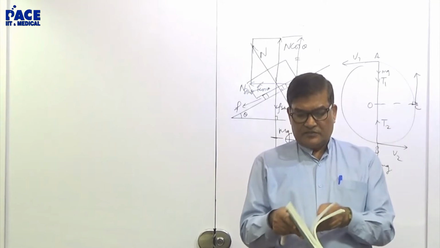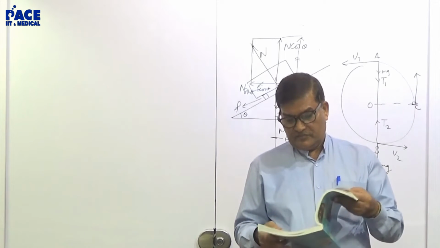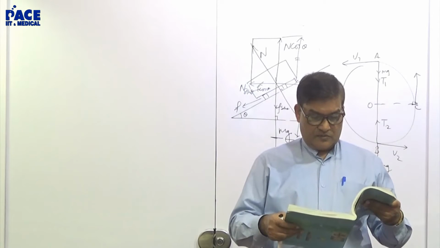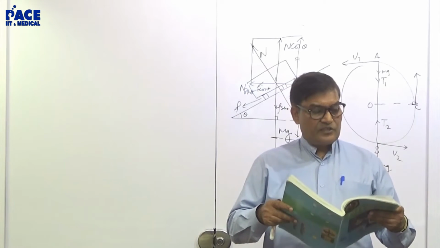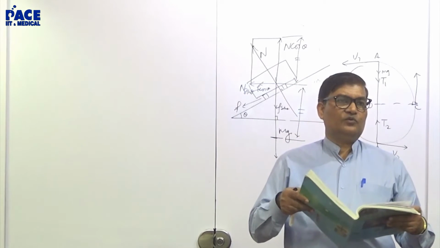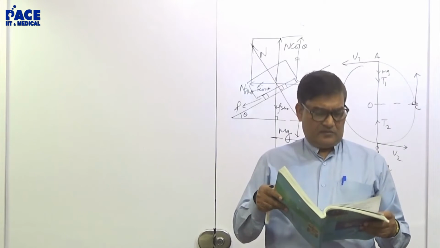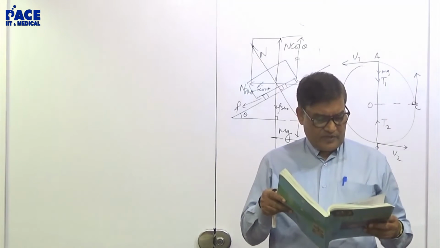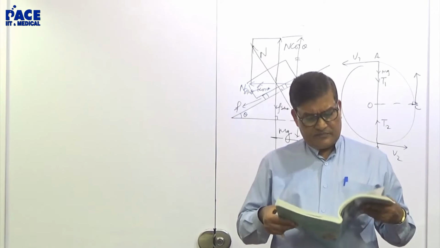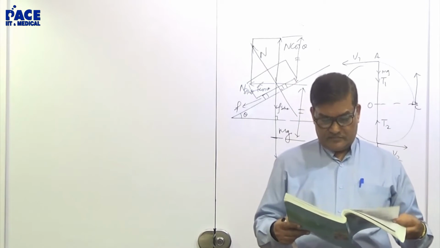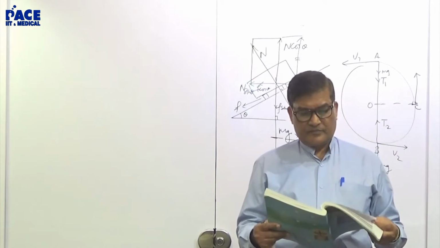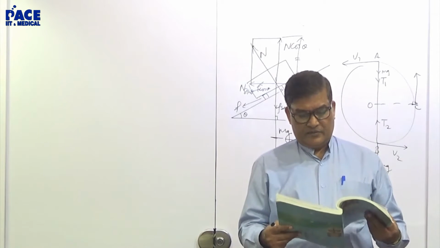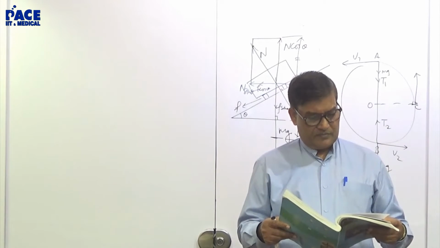Then from this chapter, H1R1 is equal to H2R2, a small numerical of 2 marks or 1 mark. Sir, can you please go slow and start from the first one?